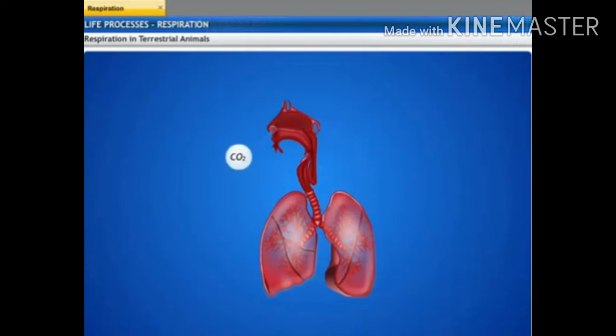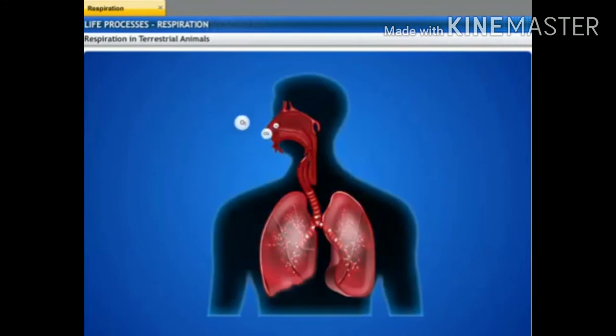The surface of this structure is very fine and delicate in order to allow diffusion of gases like carbon dioxide and oxygen. Since this surface is delicate, it is placed within the body. There are passages in the body that transport the air to this surface, allowing diffusion to take place.